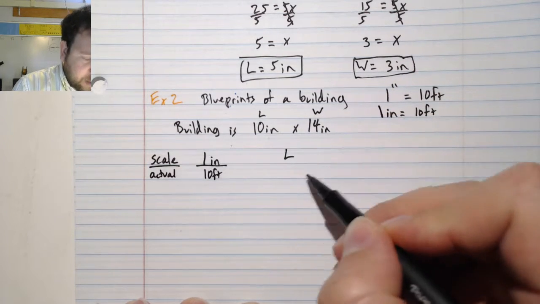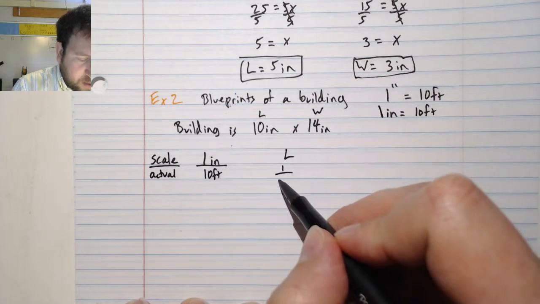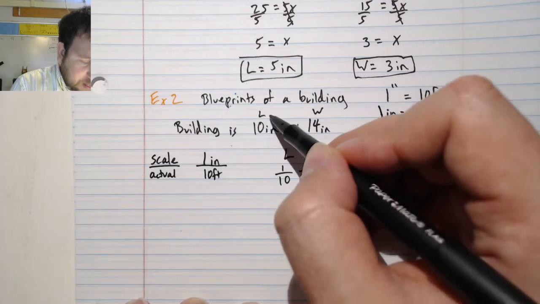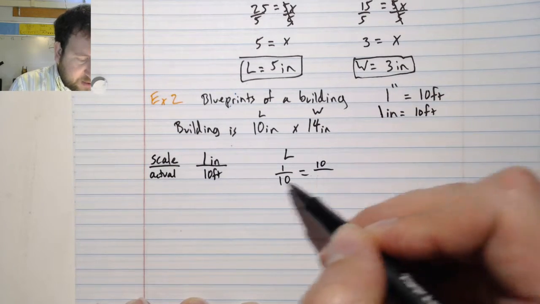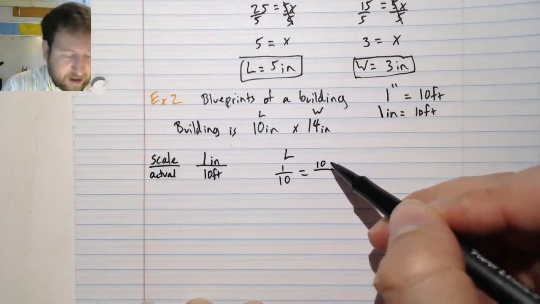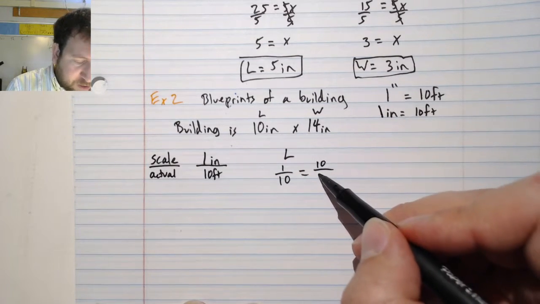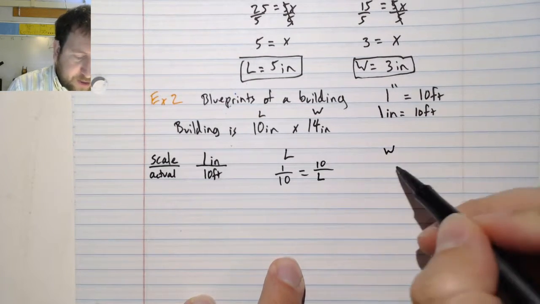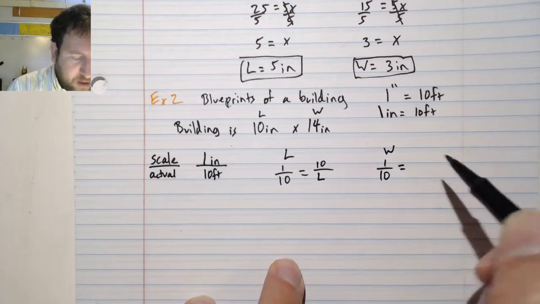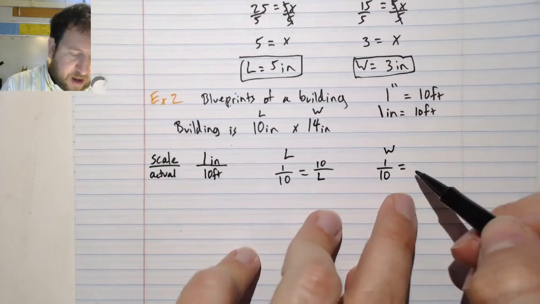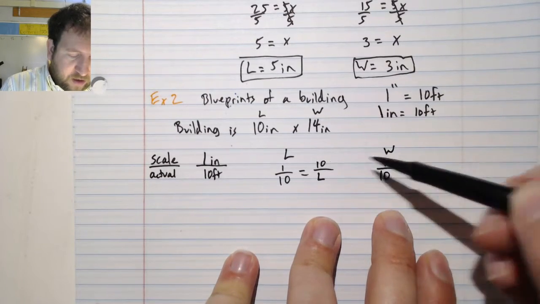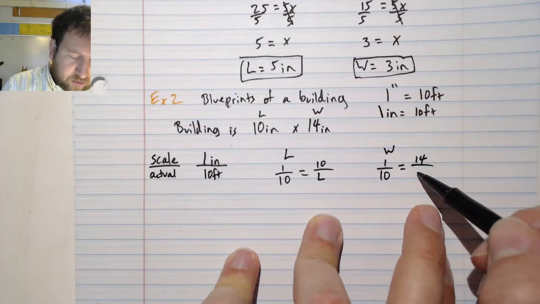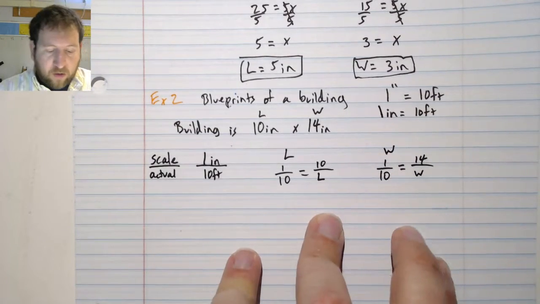We're going to start with our length. I know that my scale is 1 to 10, and I know that my length is 10 inches, because I know the scale measurement, so I can put it on the top. But I do not know the actual, so I'll just use the variable L so I don't get confused. For my width, I have the same exact scale, so I'm going to use that again. I know that my width is 14 inches, which I'm going to put on top. And I don't know the actual W, so I'm going to put that inside.